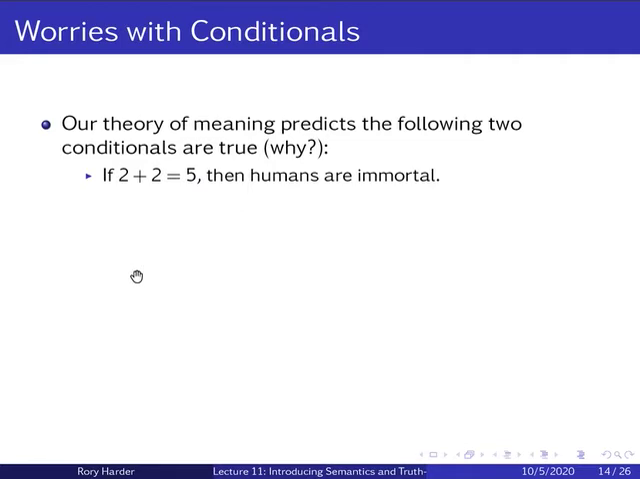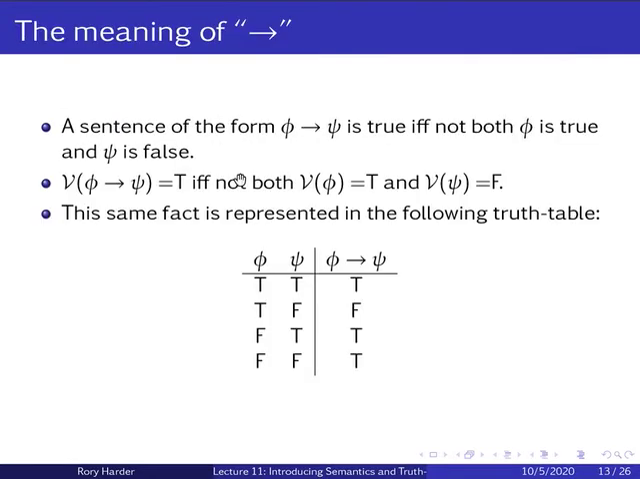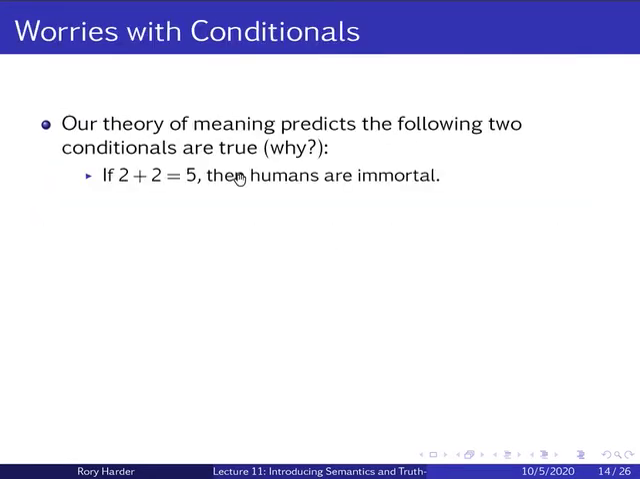So let's just think about this first sentence here. If 2 plus 2 equals 5, then humans are immortal. Now, this is a pretty wild thing to say, and it doesn't seem like it's true. However, if we look at our theory of conditionals, which we just gave, it actually predicts that this sentence is true. Why is that? So I want you to look at what the antecedent is and what the consequent is. The antecedent, 2 plus 2 equals 5, is false. And the consequent, humans are immortal, is also false.